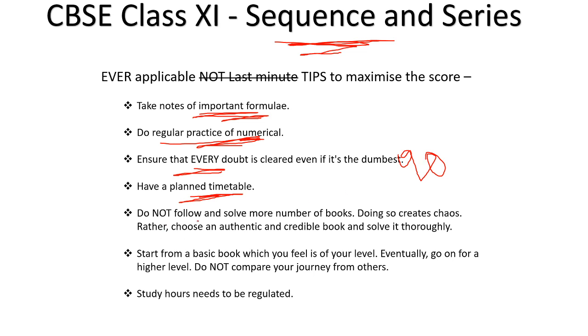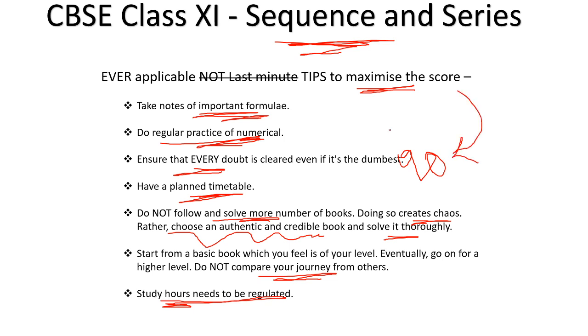Next, do not follow and solve too many books. I'll say that doing so creates only chaos. Rather, choose an authentic and credible book and solve it thoroughly, or simply come online and have lectures from us, and then we can have as many discussions as possible. Also, do not compare your journey with others because everyone has their own speed and comprehension capacity. Also, make sure that you regulate your study hours so that you can maximize the score and reach that 90th percentile figure.